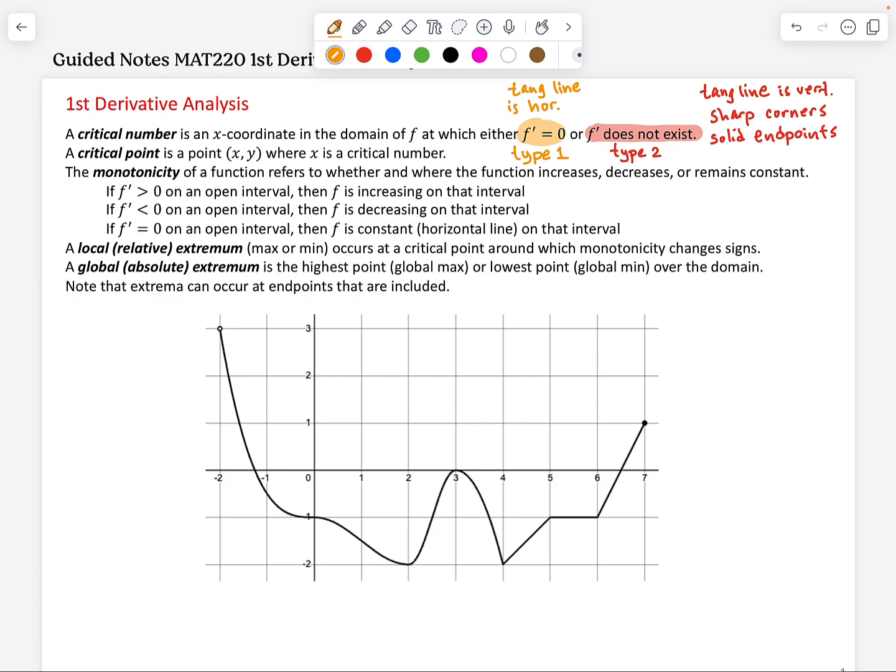2. Now looking at this image, looking for the type 1 critical numbers, I see 3 spots where the tangent line would be horizontal. At all these locations, f prime will be 0. So type 1 critical numbers are the x-coordinates of these locations. That would be 0, 2, and 3.